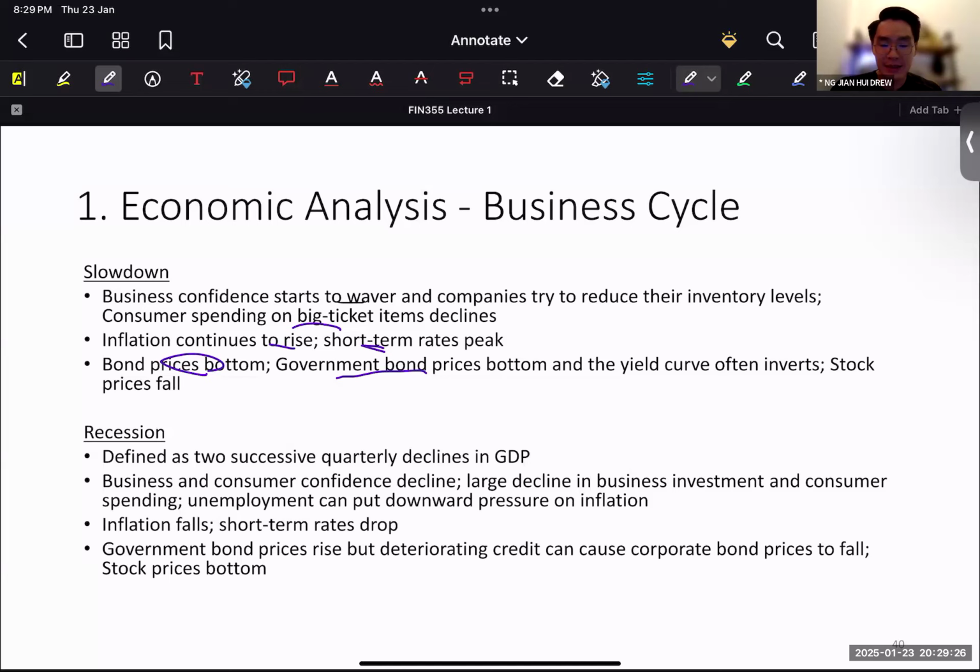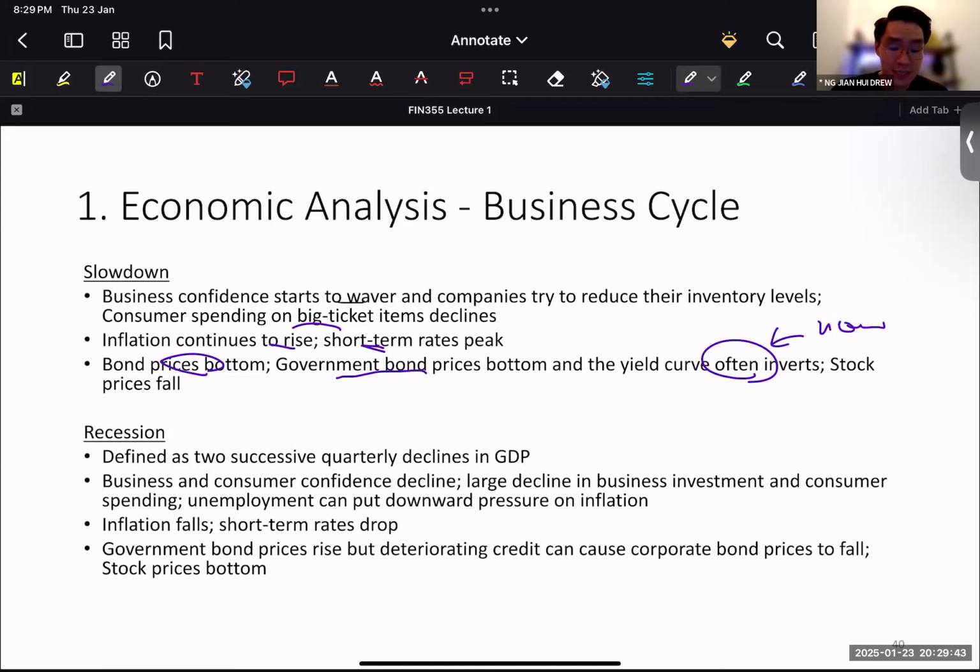The bond price will go very low. The yield curve generally is inverted, which is now, right? Now the yield curve is inverted and stock price is falling. So it's a bit, yeah, here and there in this market, I would say.